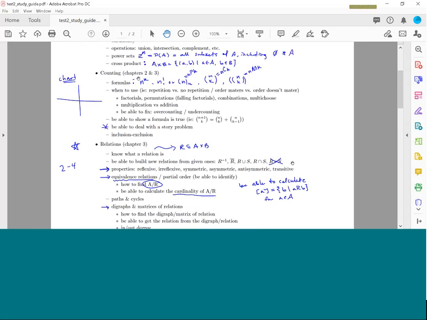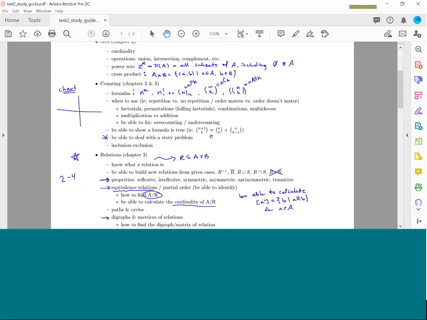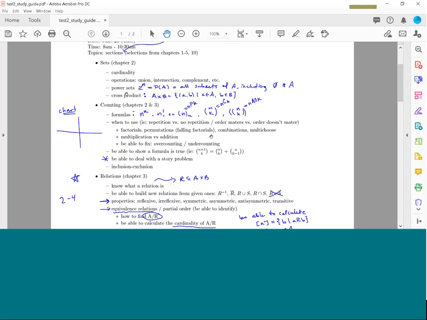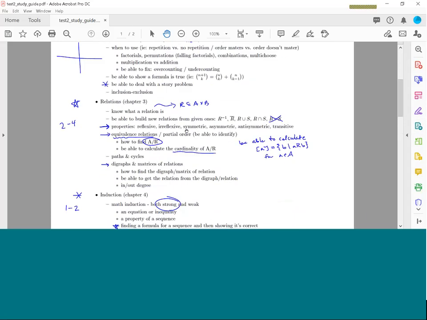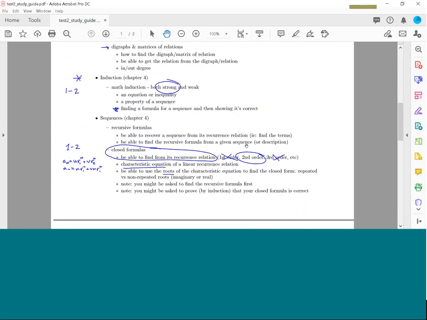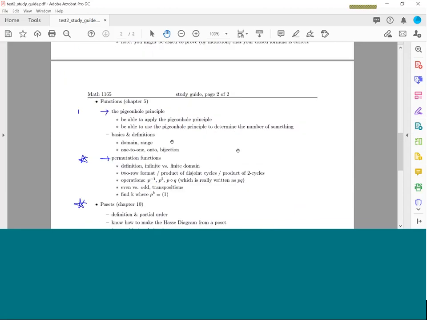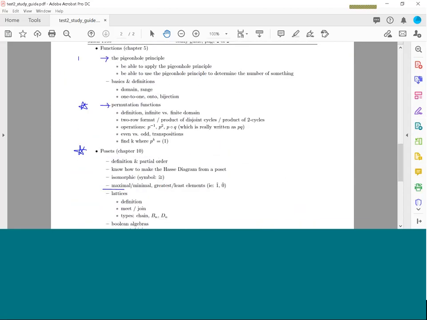In terms of counting, you're probably going to see a couple of different counting questions to focus in on some of these different techniques. Because we have 4 different techniques here, it's pretty likely that you'll have at least 4 different counting questions. In terms of sets, you might get 1 question on a set, but likely not. Likely you're going to get a couple counting questions, a couple relation questions, 1 induction question, 1 sequence question, 1 pigeonhole question, a couple permutation questions, and a couple poset questions. Okay. So that would be overarching what you could expect to see.